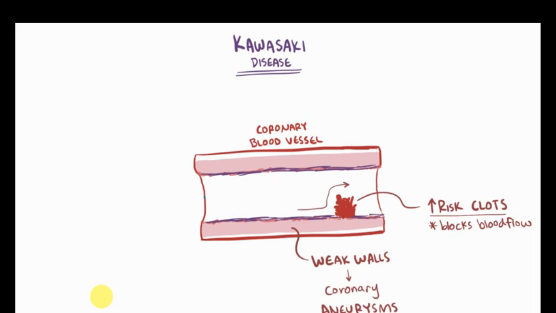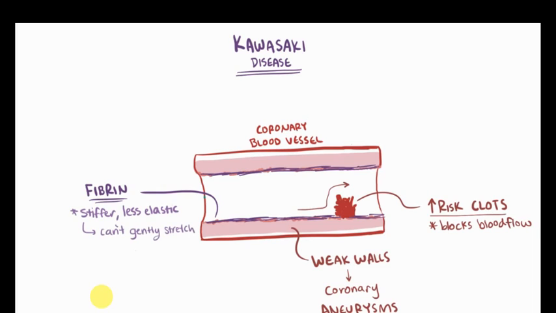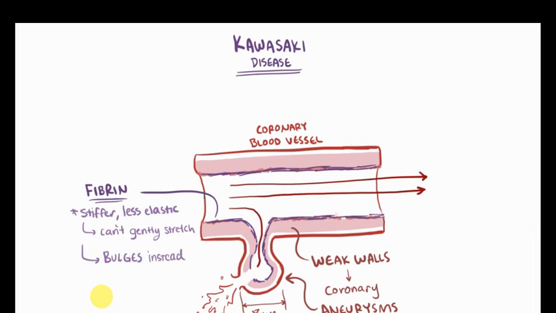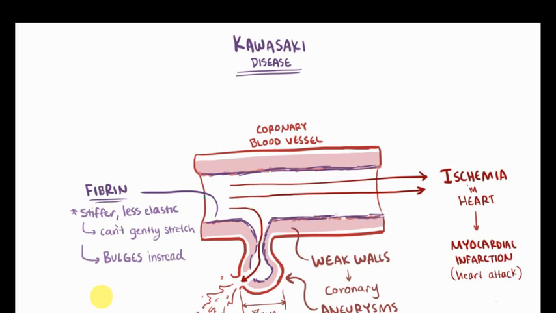These aneurysms form because fibrin is deposited in the blood vessel wall as part of the healing process. Fibrin makes the vessels stiffer, less elastic, and unable to gently stretch with high arterial pressures. Instead, the arteries develop permanent bulges that we call aneurysms. Aneurysms 8 millimeters or larger are at the most risk of rupturing, which reduces blood flow to the heart, causing ischemia and potentially myocardial infarction, or heart attack.